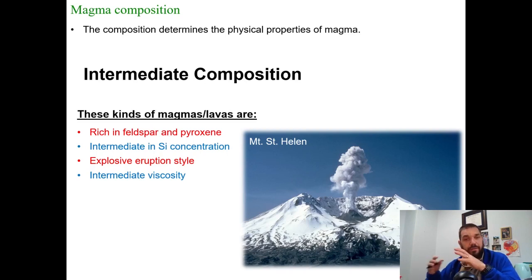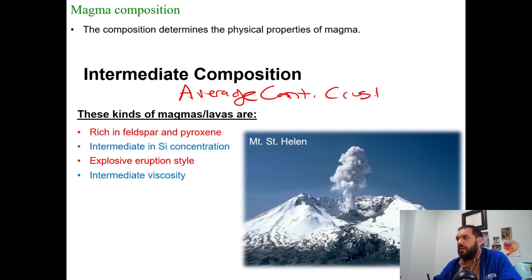Okay, now intermediate between the two end members, mafic and felsic, there's an aptly named composition called intermediate. Intermediate is extremely important. This is the average composition of the continental crust. It is rich in feldspar and pyroxene, but also can contain amphiboles, things like that. It's intermediate in its silicon concentration.